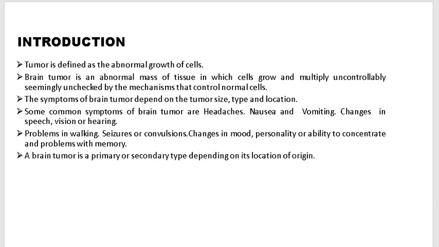Introduction. Tumor is defined as the abnormal growth of cells. Brain tumor is an abnormal mass of tissue in which cells grow and multiply uncontrollably, seemingly unchecked by the mechanisms that control normal cells. The symptoms of brain tumor depend on the tumor size, type and location. Some common symptoms of brain tumor we know about: headache, nausea and vomiting, changes in speech, vision or hearing.